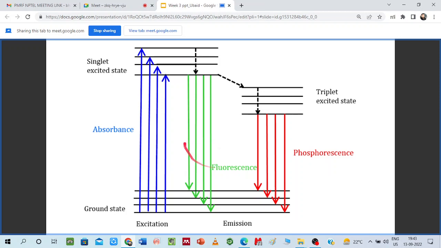And another term which is related is the phosphorescence. When from the singlet excited state, this dye or substance goes to the triplet excited state, there is a lag after absorption. In fluorescence, once the source of the light is stopped, the fluorescence is stopped at the same time. But in case of phosphorescence, the emission persists for some time. So this is called the phosphorescence.